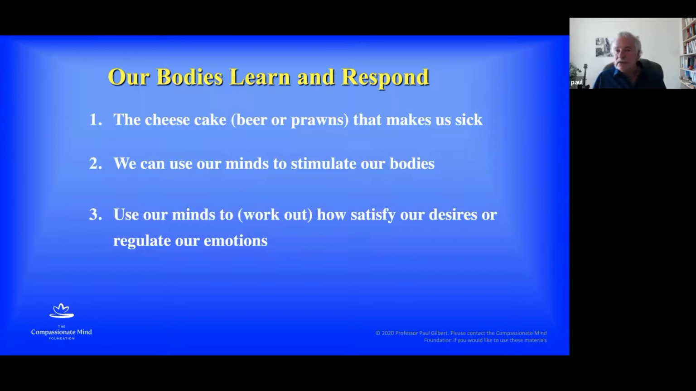So we can also use our minds to work out how to satisfy our desires or regulate our emotions, and this is extremely helpful. But again, we have to do it compassionately, because some people satisfy their desires at the expense of others. Some people do things that are quite harmful to others. So again, it's important that we use our minds to help our bodies. We use our minds to pursue our motives, but not if they're going to be unhelpful.